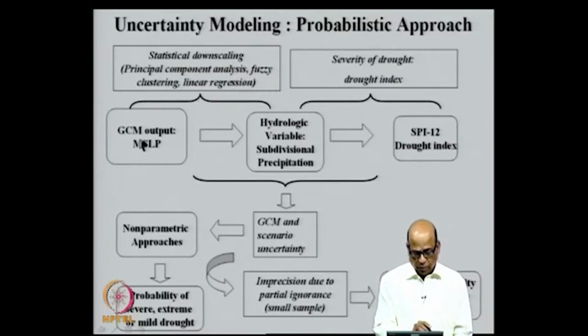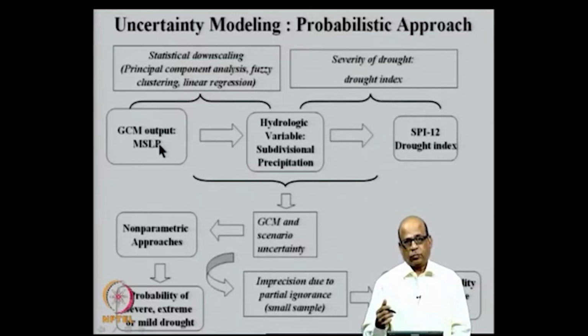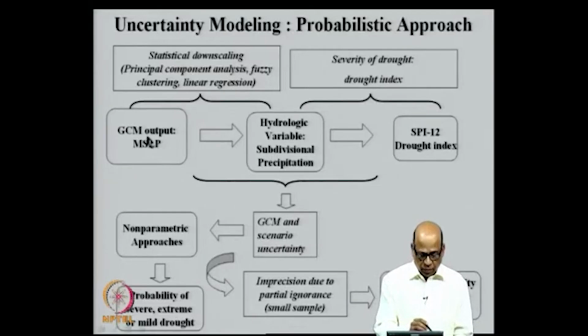So, for doing this we need the GCM output, and in the specific example that I will be covering, we will use the mean sea level pressure. Mean sea level pressure is likely to affect the precipitation directly, and it is well simulated by most of the GCMs, and therefore, we pick up mean sea level pressure as what is called a predictor of the precipitation, which is called a predictant. We are now developing a relationship between the predictant, which is the precipitation at a regional scale, with the predictor, which is the mean sea level pressure at several GCM grid points.